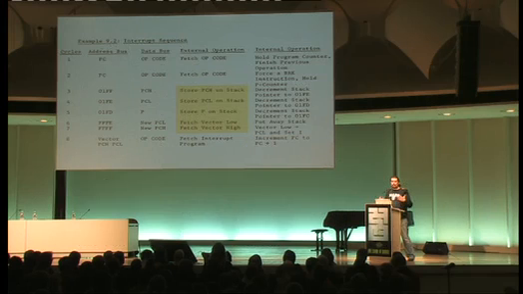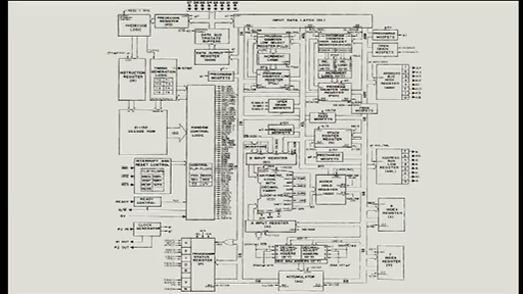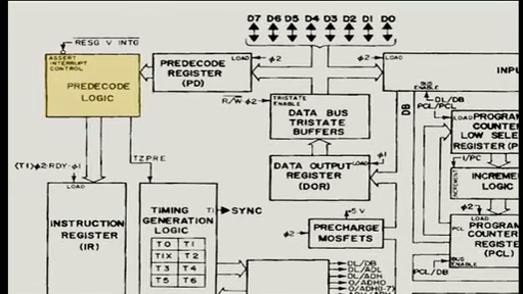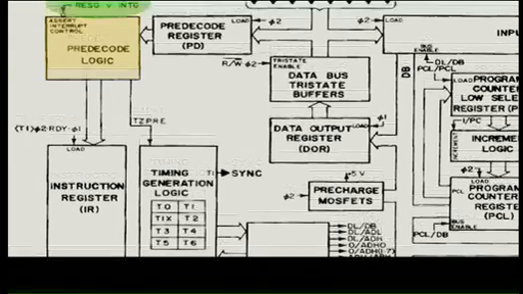Now the question is, how can this be done for an interrupt? For a break instruction, that's easy because it's an instruction. It gets sequenced by the PLA ROM. But how do you do that for an interrupt? And the trick here is done in this box called the predecode logic. You can see that this has the interrupt and reset pins as inputs.